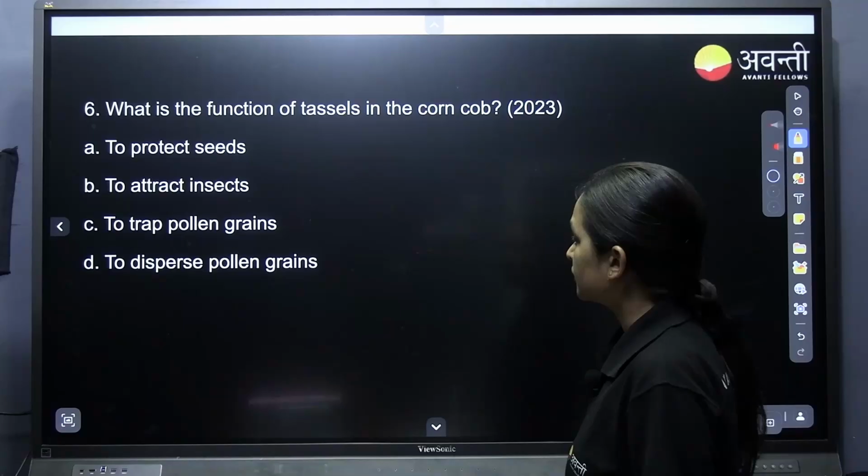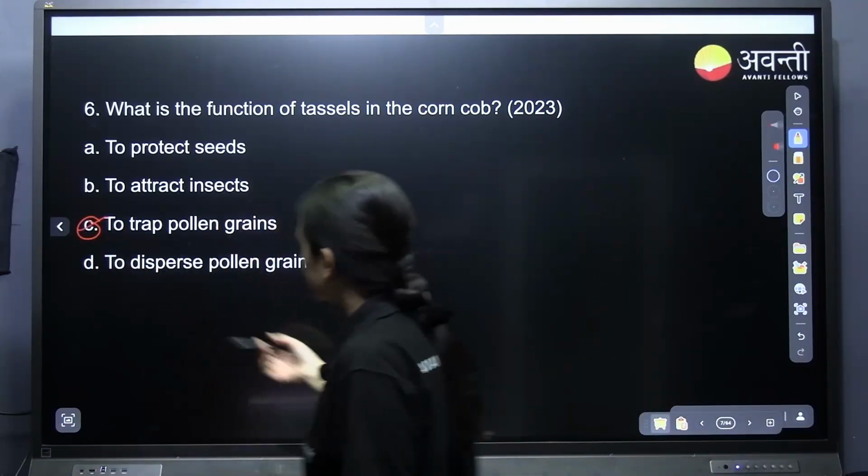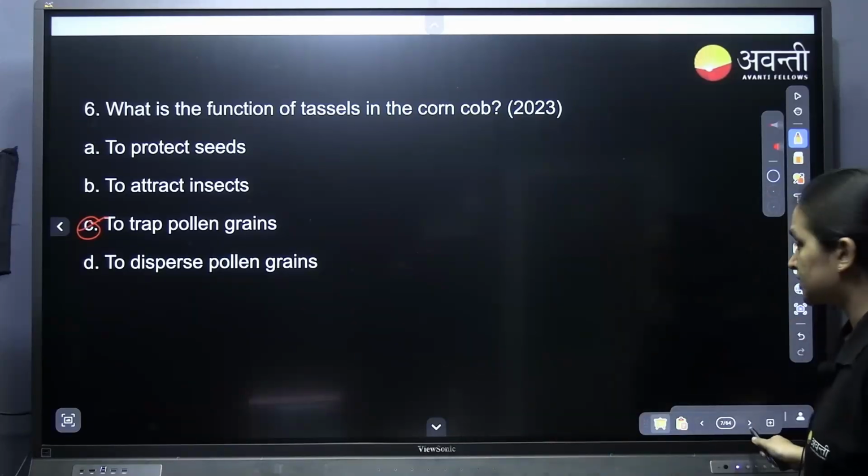Pollen grain. Yes, to trap pollen grains. Very good. Easy as that. One-liners, yes.